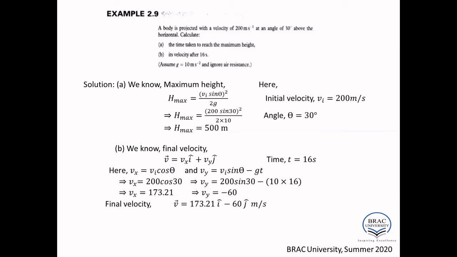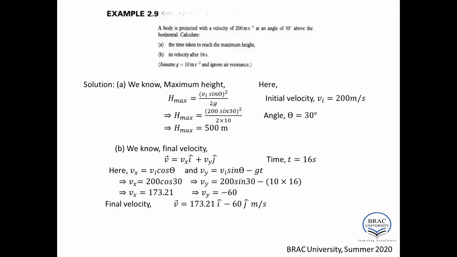And along the y direction, vy is equal to vi sine theta minus gt. So vy equal to 200 sine 30 minus 10 into 16. So vy is equal to minus 60. Okay, so it's negative. So the final velocity is v is equal to 173.21 i minus 60 j, and the unit of the velocity is meter per second. Okay, and from this information, you can say the y component is negative. So this object or this particle has just passed the highest point.